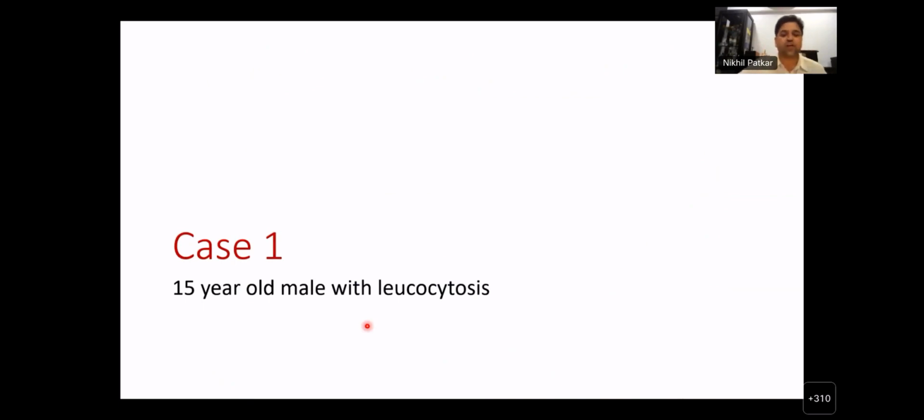The first case is a 15-year-old male with leukocytosis. So who was going to be the first case? Me. All right, so Dr. Nandita, go on. So case 1, 15-year-old male with leukocytosis.